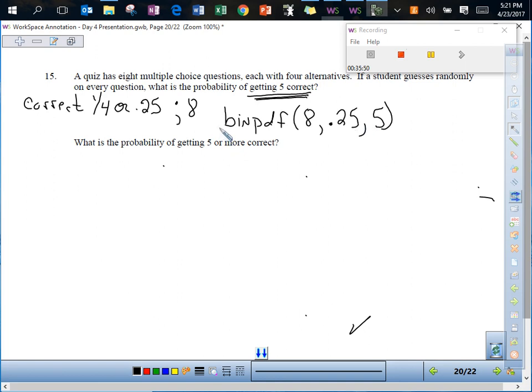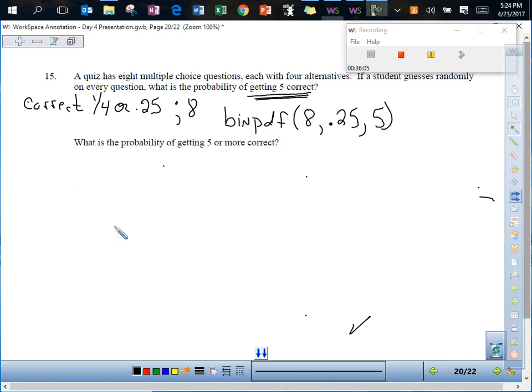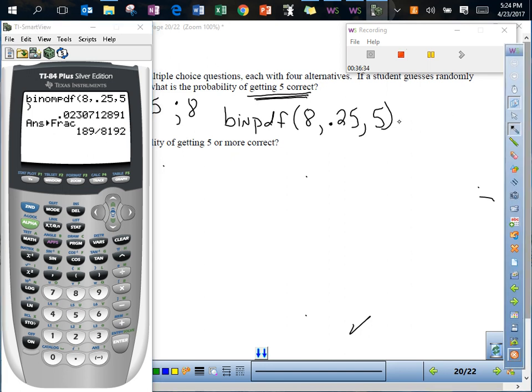I do not need the word sum because we're just focusing on 1. So guys, in terms of my calculator, second bars, in my chance, I'm going to go down to number 8, or A. So there it is. I'm going to tell it 8, comma, 0.25, comma, exactly 5. My calculator gives me that. I'm going to see math, enter, enter. So either answer 189 over 8192 or about 0.023.